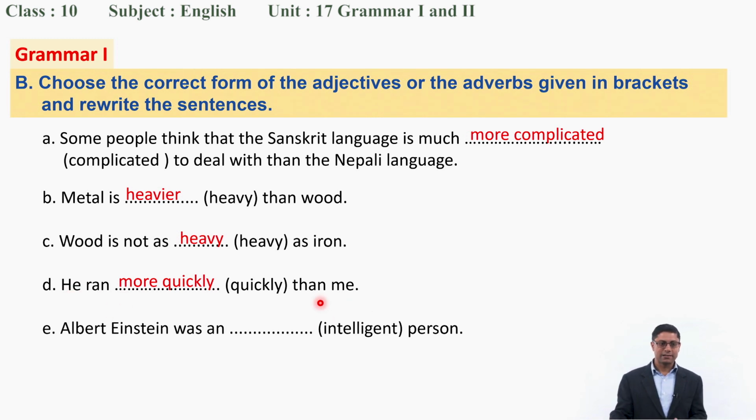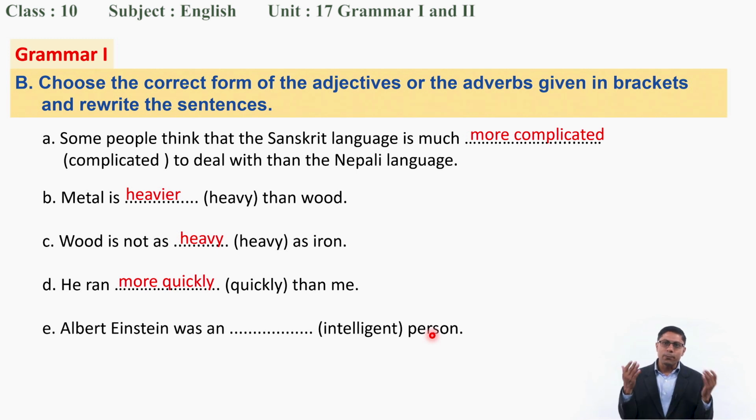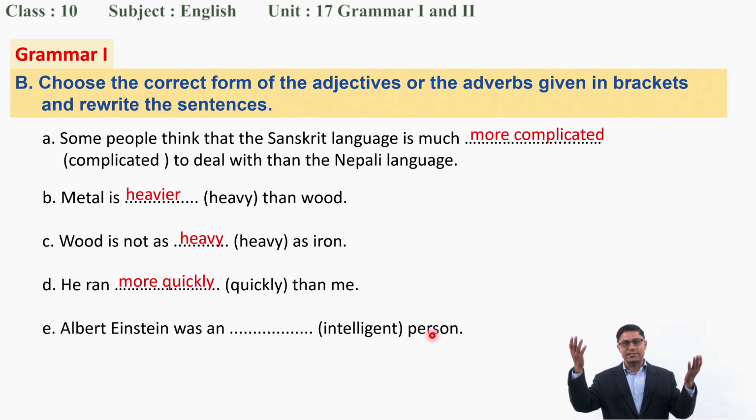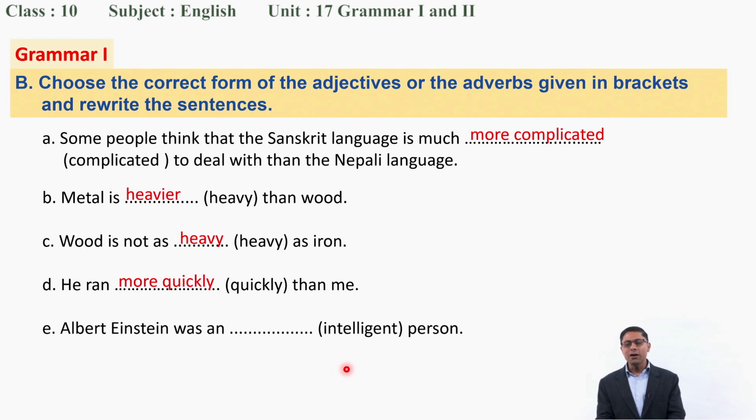That's good. Now, E. Albert Einstein was an Persian. Can you tell me what's the right answer here? Which form are we using here? Positive, comparative or superlative? Which one? Positive? Why? Can you say? Exactly. We are talking about Albert Einstein only. That's why positive. So, intelligent is the correct answer.